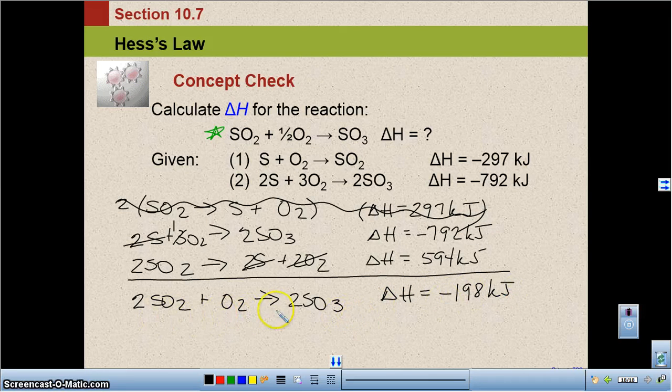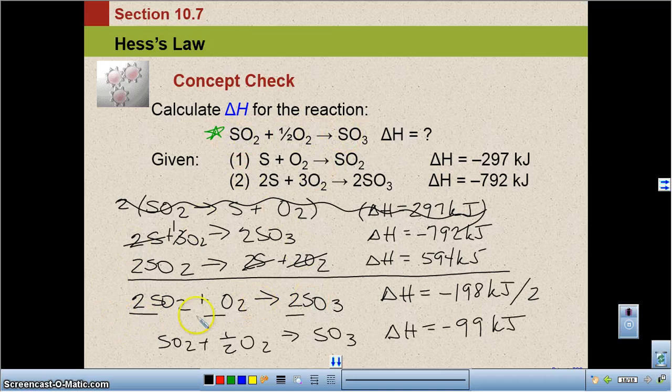Now if you look at it, this is not identical to what they wanted us to have. If you look up here, they want 1 SO2 and a half oxygen. So you notice if I were to take these coefficients and divide them by 2, I would have these coefficients, and that's what I'm going to do. So I divide each one of the coefficients by 2, making the coefficients 1, 1/2, and 1. If I do that to the coefficients, I also have to do this to the delta H, making it negative 99 kilojoules that's given off when this reaction goes to completion.